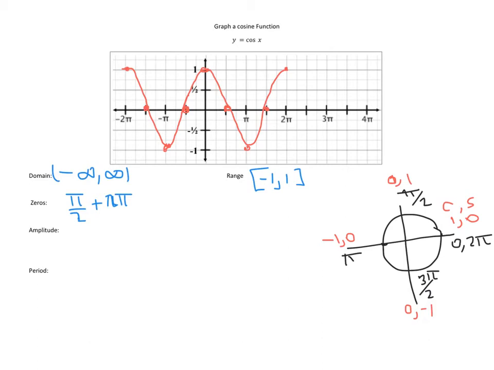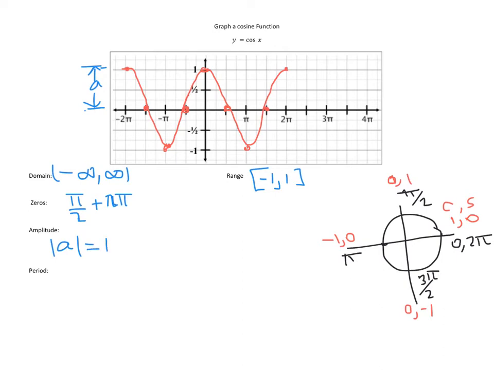The amplitude, remember, is the distance from the middle line to the maximum point. So this is the amplitude, which is the absolute value, which is equal to 1.